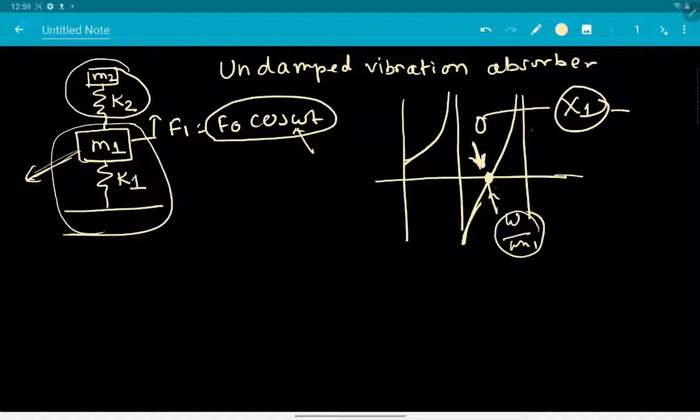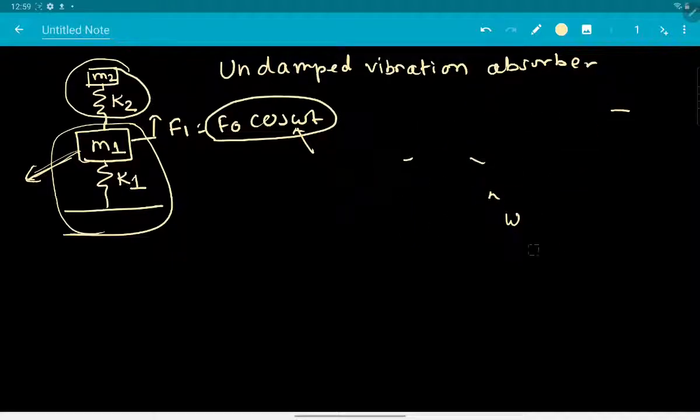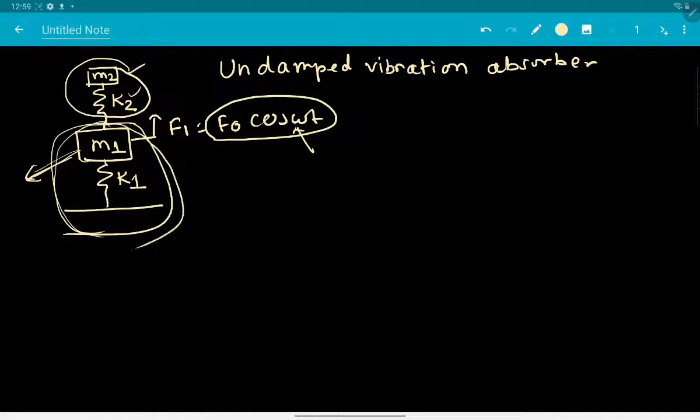So we'll be utilizing this point to design this vibration absorber, and we'll be choosing k2 and m2 in such a way that, let's say, this particular primary system is operating at a certain frequency omega. If you know this omega, then accordingly we'll choose the values of k2 and m2 in such a way that the motion of mass m1 is restricted, and it can be taken to 0. If it has to be 0, then what is the condition that is required to be satisfied? That we are going to see in today's class.